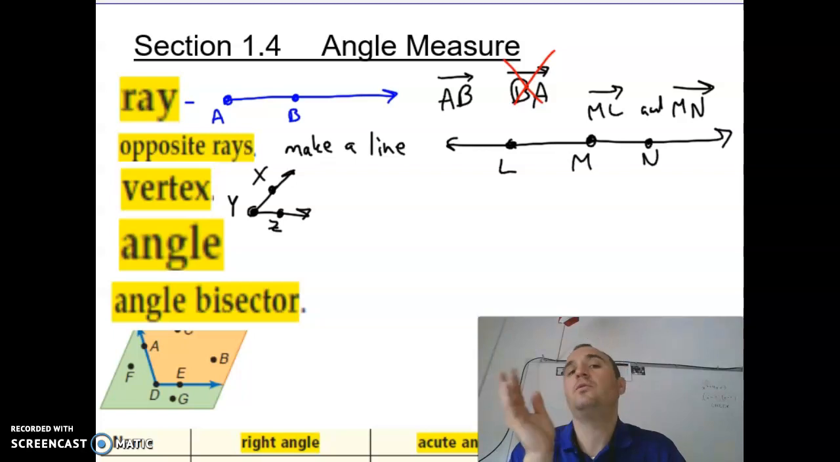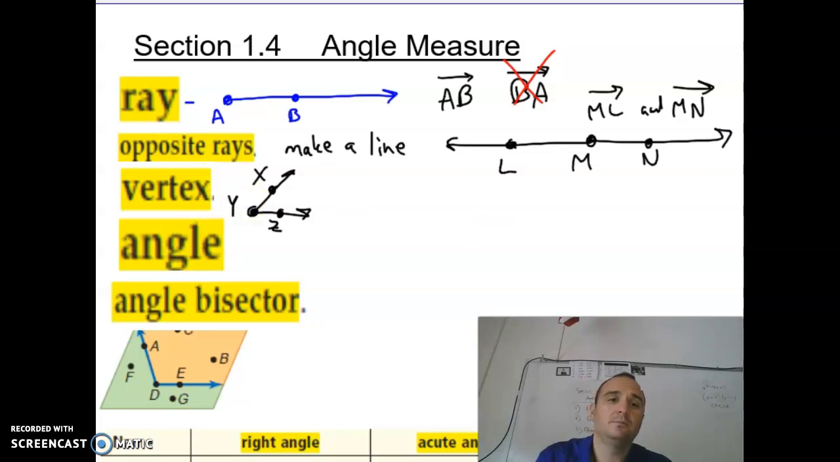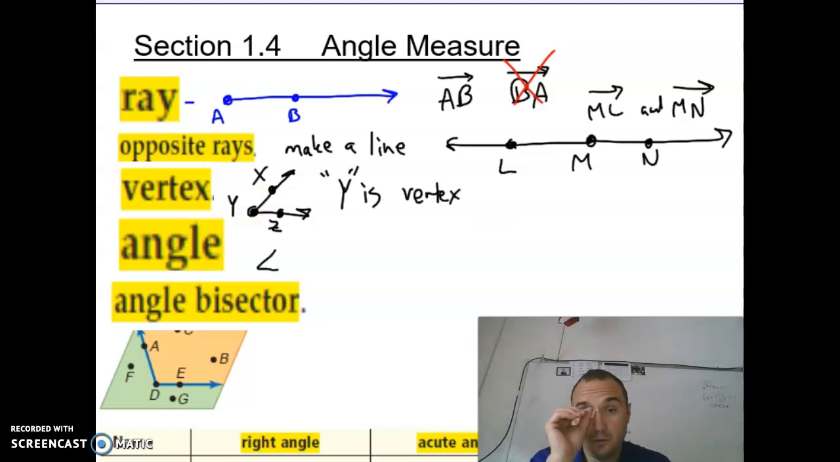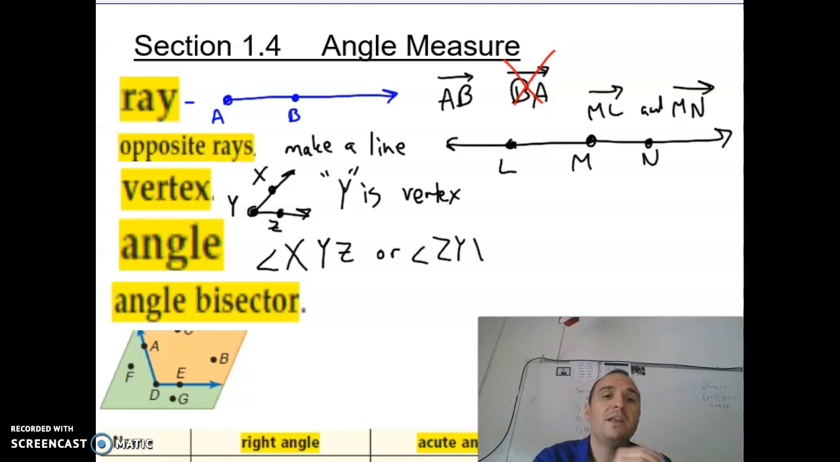We have a vertex too. This is another term you need to know. The Y in the middle is the vertex. So our vertex is going to be right here. Angle. When you name this angle above, you have to name it XYZ or ZYX, not anything where the vertex is on the end.